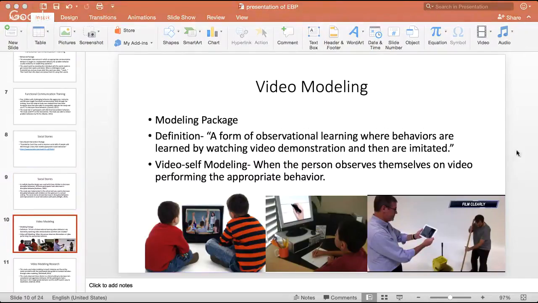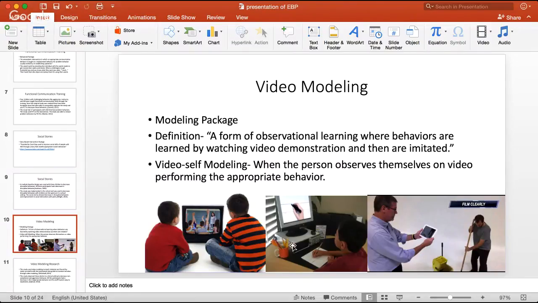Next, we have video modeling, and I put some examples at the bottom, which I'll talk about in a minute. This is from the modeling package. The definition is a form of observational learning where behaviors are learned by watching video demonstration and then are imitated. There's another version of video modeling which I really approve of, and this one is video self-modeling, when the person observes themselves on video performing the appropriate behavior.